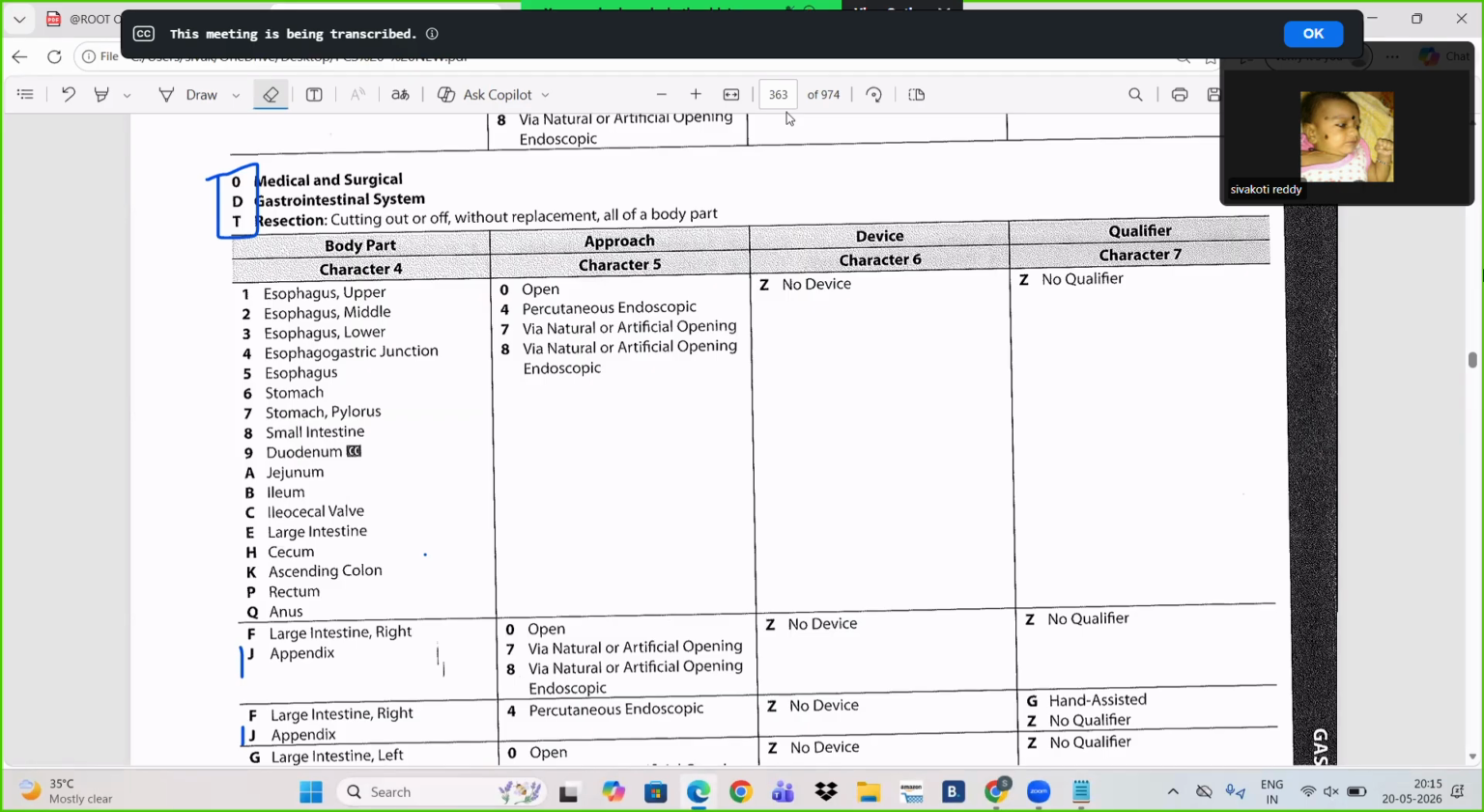Got it? How do you get a complete code now? What is the open appendectomy code? Tell me now. 0DTJ0ZZ.